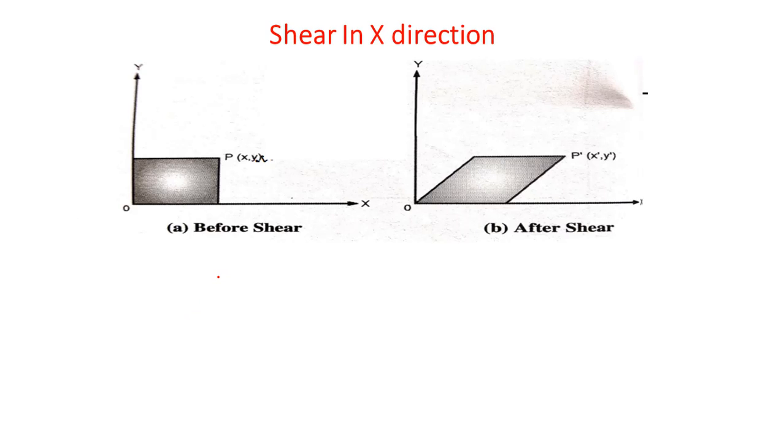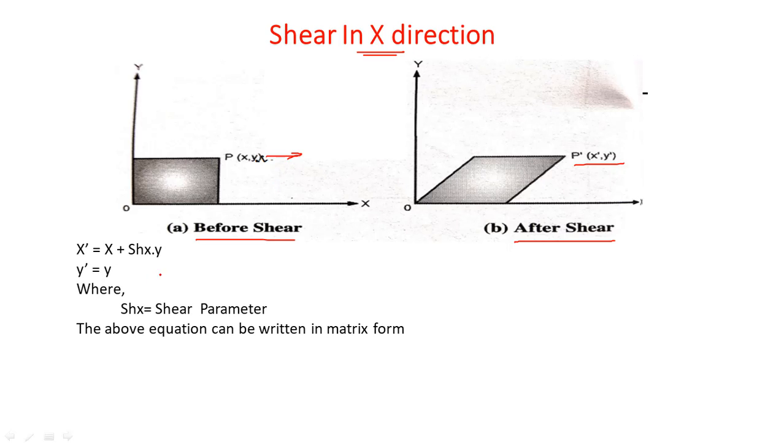So this diagram shows shear in x direction. Initially you know that this is the x axis, this is the y axis, this is the origin, and here is a certain object having point P with coordinates x comma y. When you apply force in x direction about this point P, what will happen? This P changes to P dash, so a new position results. This diagram shows the before-shear and this diagram shows the after-shear condition. Here you can note that there is no change in y direction, only changes happen in x direction. That's why it is called shear in x direction.